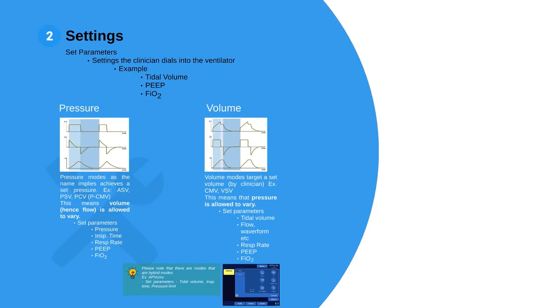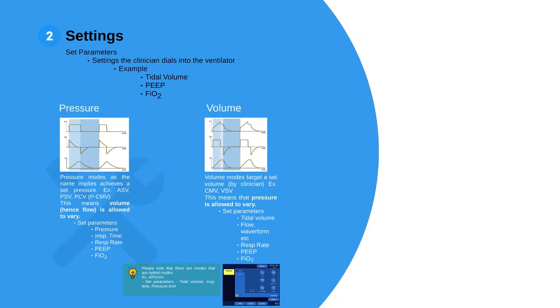So settings, when we put our settings into a ventilator, we take note of what type of mode that we're in. Are we pressure ventilating or volume ventilating? If we're pressure ventilating, it's important to note that because we're controlling the pressure, we allow the volume to vary. And if we are volume ventilating, because we're controlling the volume and thereby controlling the flow, we allow the pressure to vary. So what you set into the ventilator is going to be different.